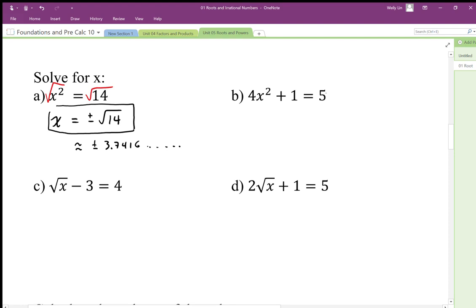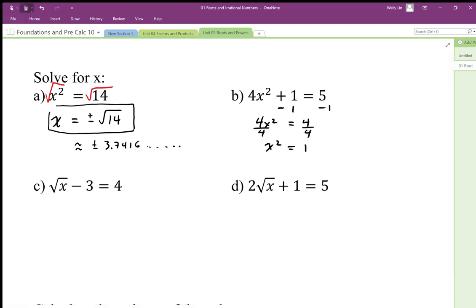Taking a look at this next equation, we want to solve for x, so we need to undo all the parts. But there's more parts than just the square. So we're going to undo the plus, and we undo plus with minus. We're going to minus 1 from this side, minus 1 from this side. So we end up with 4x squared equals 4. We have to get rid of the times, so we get rid of the times with a divide. So we end up with x squared equals 1.